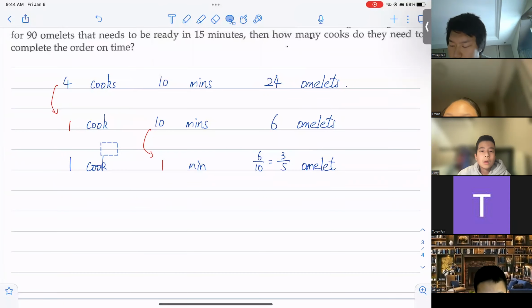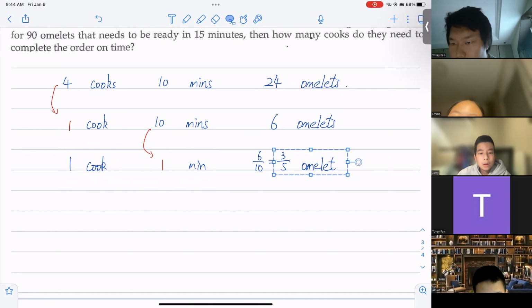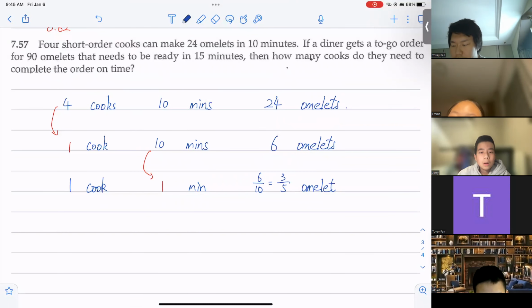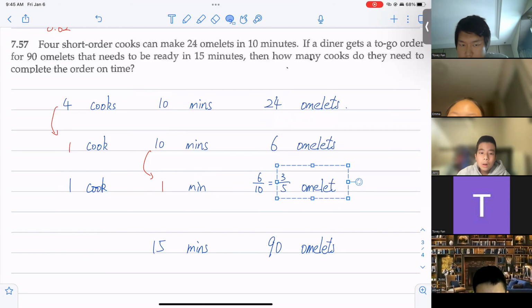In this case, not only do we need to find the individual work rate, but also the individual work rate in 1 unit of time. One cook in 1 minute can make this many omelets. Okay, and what do we need? We need 90 omelets in 15 minutes, right? We have 15 minutes, and we need to make 90 omelets. We know that one cook in 1 minute can make 3 out of 5 omelets, right?